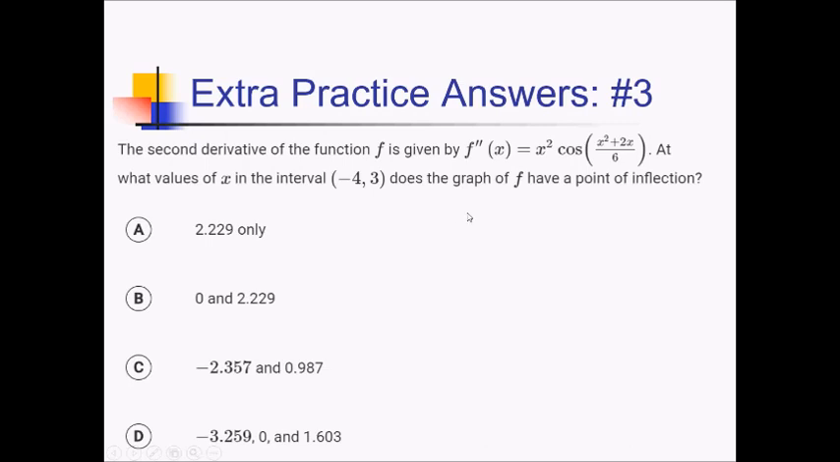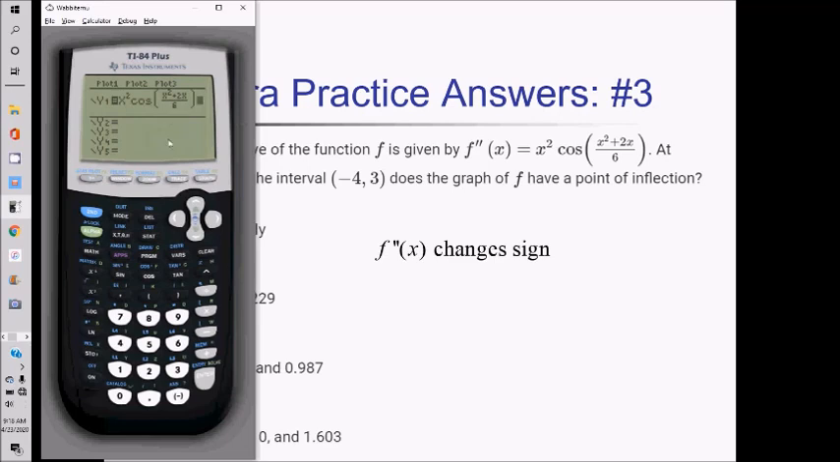On this problem, I'm given the second derivative of a function, this crazy-looking function here. This is a calculator problem, in case you were wondering. We want to know at what values of x between negative 4 and 3 does the graph of f, which they did not give us, have a point of inflection. So I need to know when f double prime is changing sign. And to see that, I'm just going to graph this on my calculator and see where it crosses the x-axis. So here we go. Here I am in my y equals.